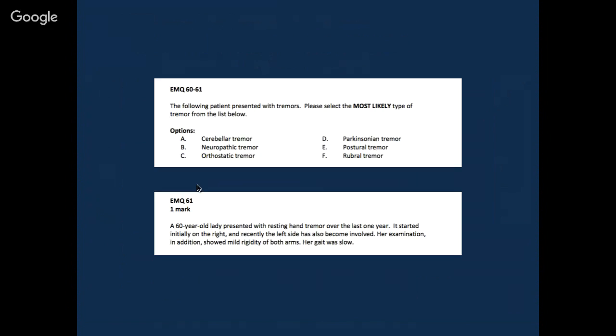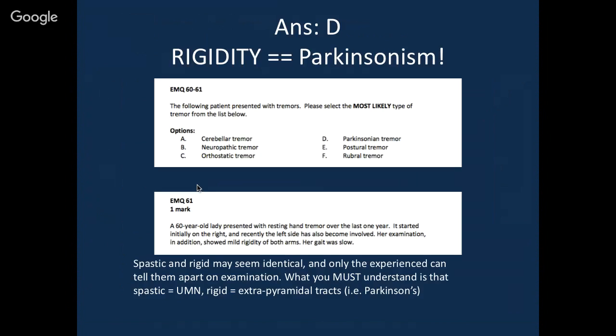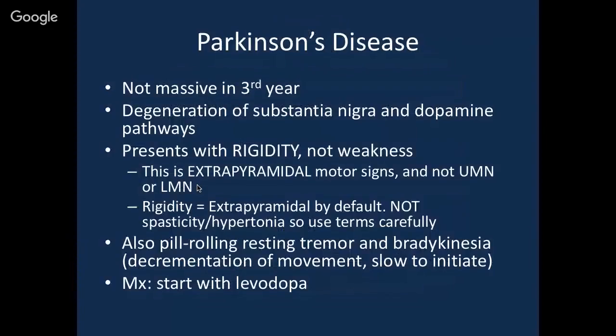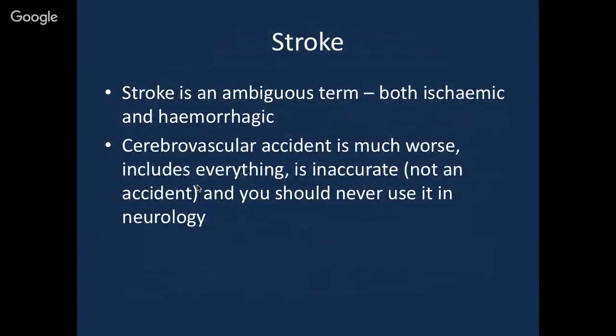But if you tell a consultant it's rigid, you mean Parkinson's. If you tell them it's spastic, you mean upper motor neuron lesion. So be very careful with the words you use, because rigid equals Parkinson's. It's one of those things. It doesn't make that much sense, but it just is. And slow gait, so that's the triad of Parkinson's: bradykinesia, tremor, and rigidity. Cool. Don't get too much on Parkinson's.